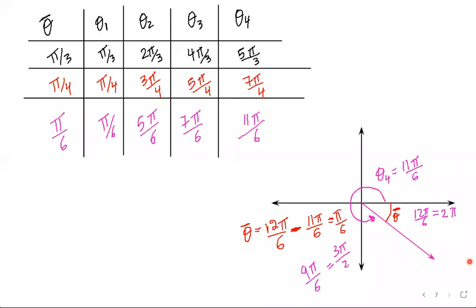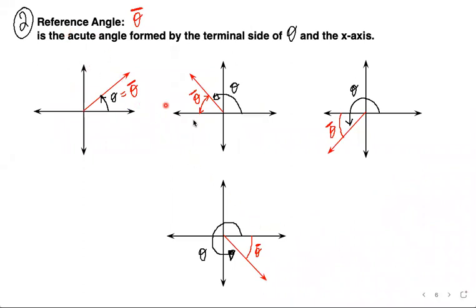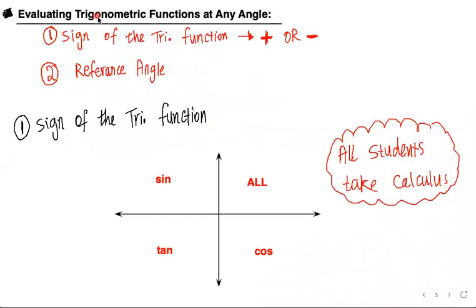No questions? Okay, so now the important thing: after I know the sign and the reference angle, I'm going to evaluate any trigonometric function. So my example: evaluate, or find the value of, sine of 7 pi over 6. Who will do this one?